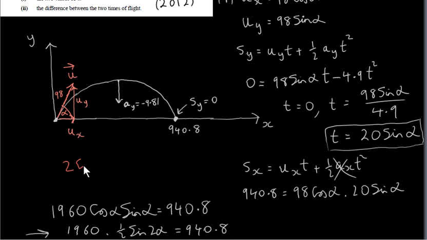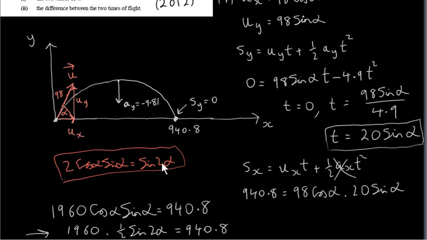So just to remind you, 2 cos alpha sine alpha can be written as sine 2 alpha. This makes it much easier to solve this. Well, it's the only way I know actually for solving this trigonometric equation. We want to write these two trig functions as a single trig function. So this is the identity that you can look up. So cos alpha sine alpha is a half sine 2 alpha. So we have 1960 divided by 2. We eventually get sine 2 alpha equals 0.96. So 2 alpha equals inverse sine of 0.96.